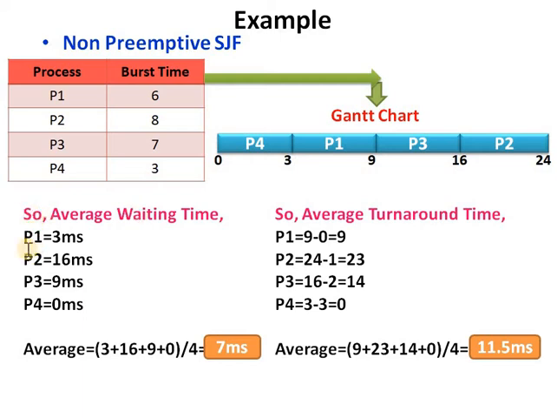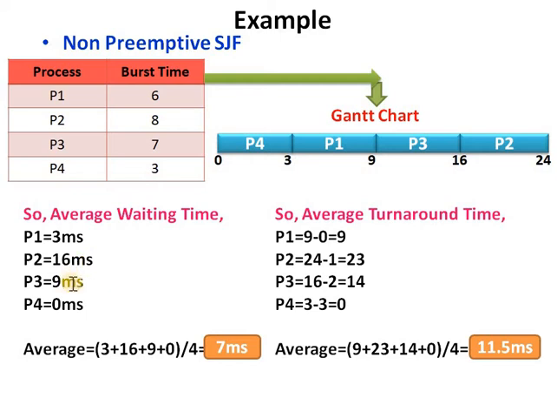So, the process P1 waiting time is equal to 3. It has a starting time of 3, 3 minus arrival time, which is 0 for all the processes. So, 3 minus 0 is equal to 3. Then after that, we want to calculate the waiting time for the process P2. Process P2 waiting time is equal to starting time minus arrival time. Process P2 starting time is 16, so 16 minus 0. So, waiting time for the process P2 is 16.